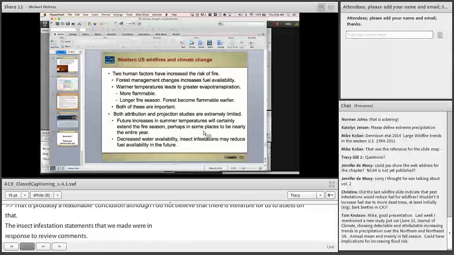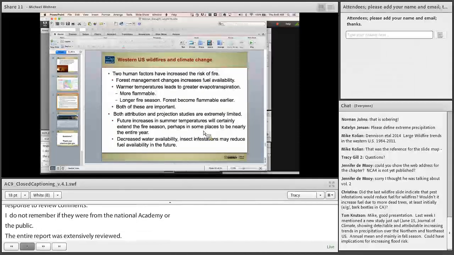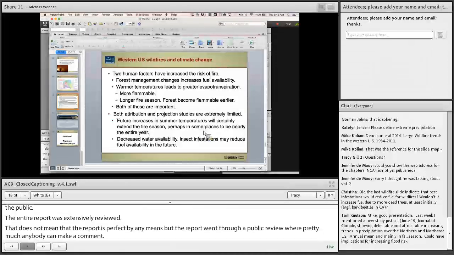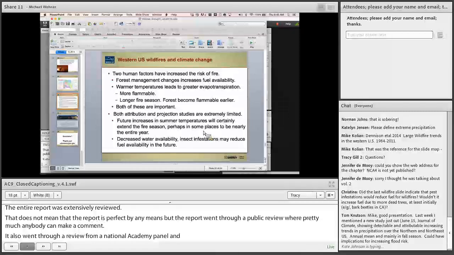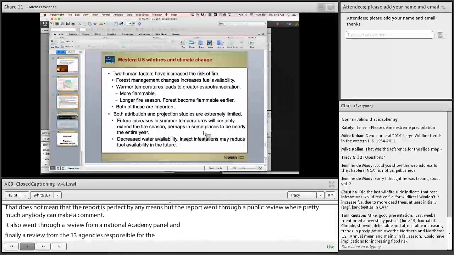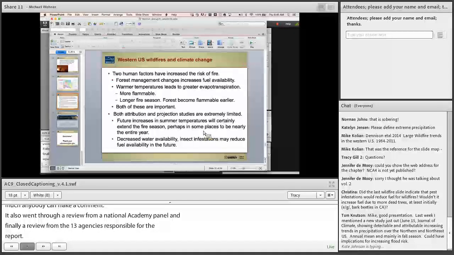The whole report, I should add, is extensively reviewed. That doesn't mean the report is perfect by any means. But the report went through a public review where pretty much anybody could make a comment. It also went through a review from a National Academy panel. And then finally, a review from the 13 agencies responsible for the report. And in fact, this particular part of the chapter had quite a bit of back and forth between some of the agencies and the lead authors.